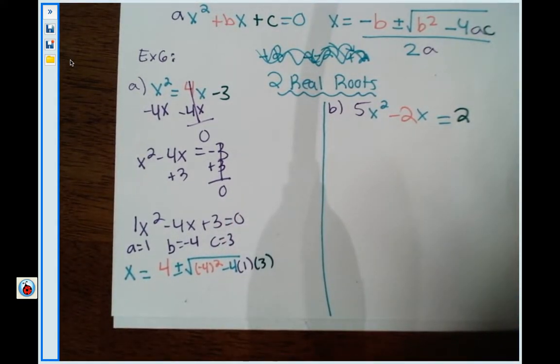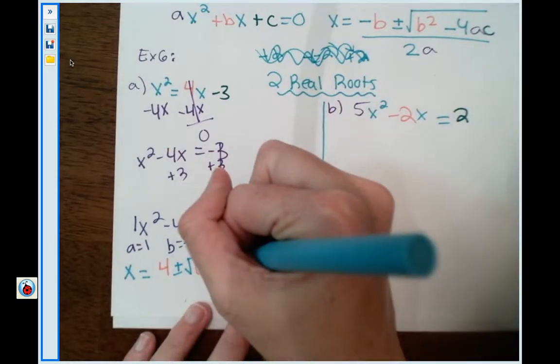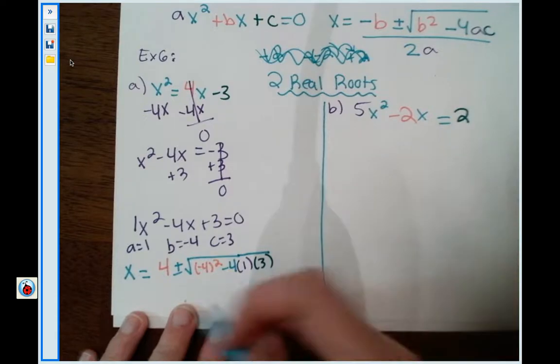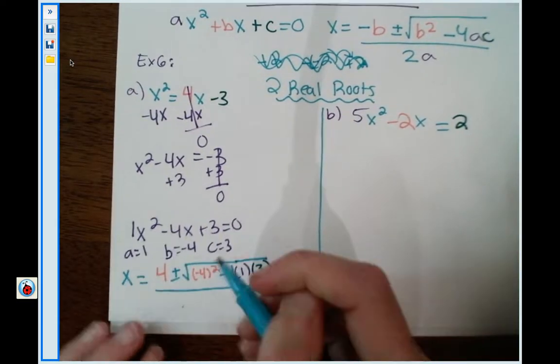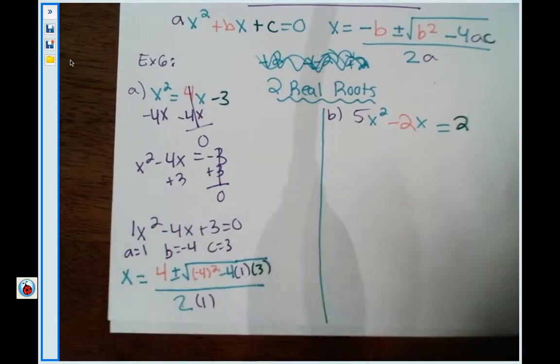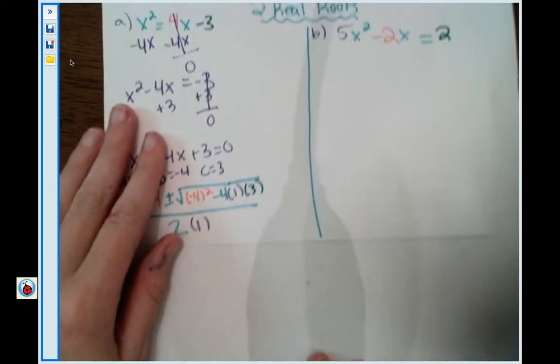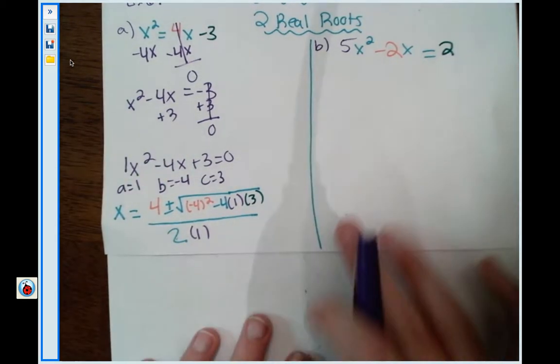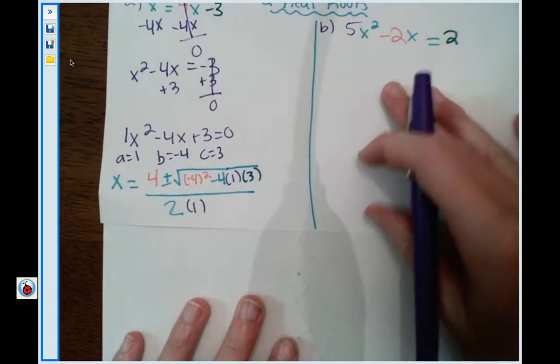I'm going to extend this over, and then it is all over 2a. So we draw a line over everything, divided by 2 times my a, which is a 1. Alright guys, after this we just need to simplify. So let's start simplifying. I'm not going to be able to fit it over there, so I'm just going to slide this up. Alright guys, let's keep going.